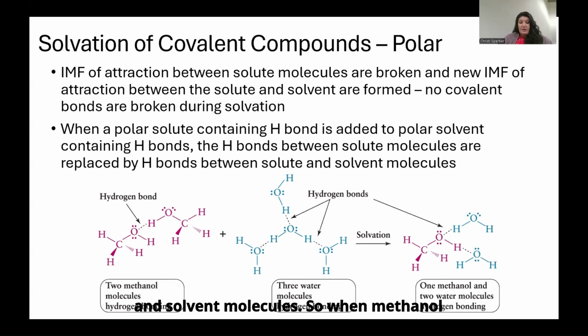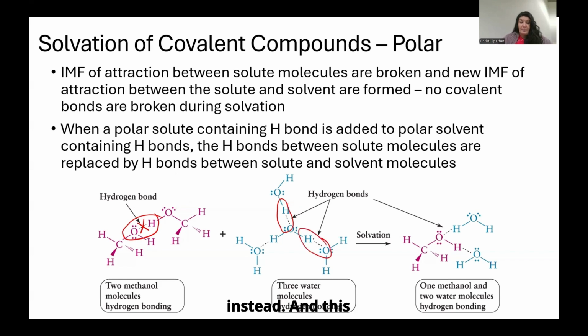So when methanol is added to water, the hydrogen bonds between the methanol molecules, these hydrogen bonds here, get broken and are replaced with hydrogen bonds between water molecules instead. And this causes solvation. One methanol and two water molecules are hydrogen bonded together instead of two methanol molecules hydrogen bonded together. And this forms a solution.